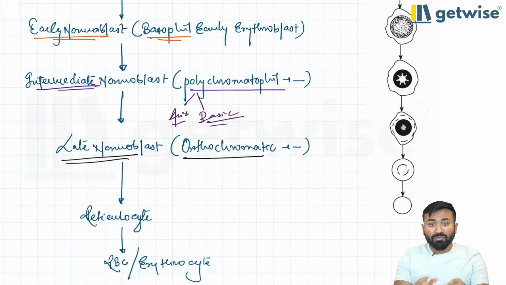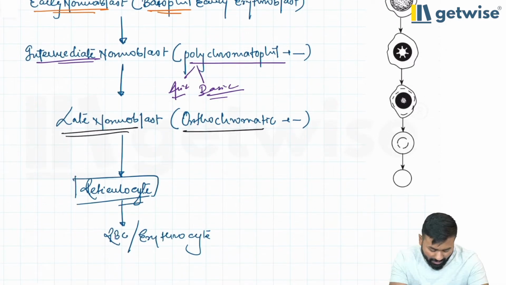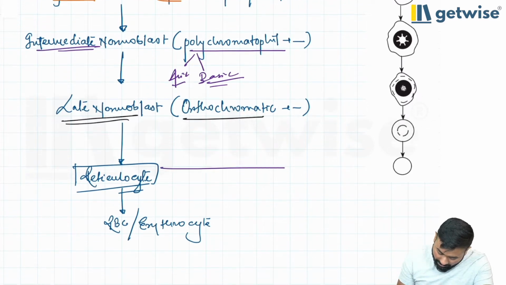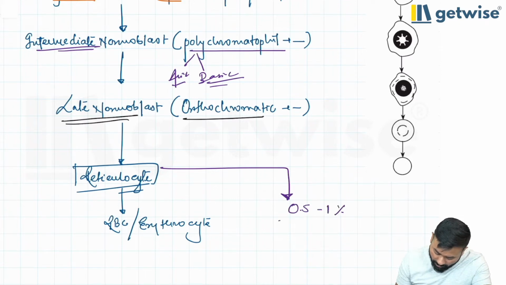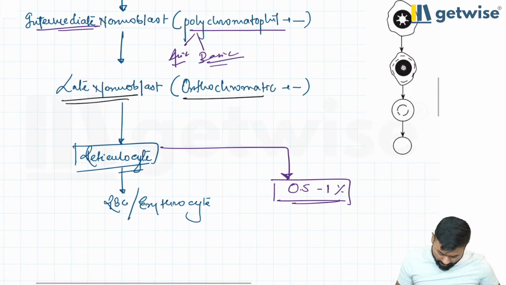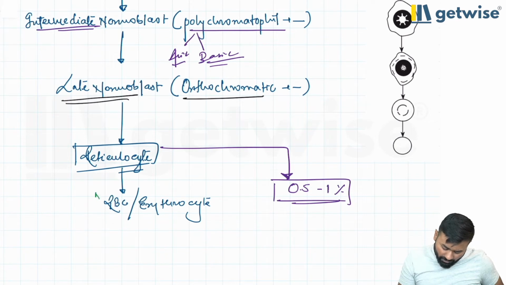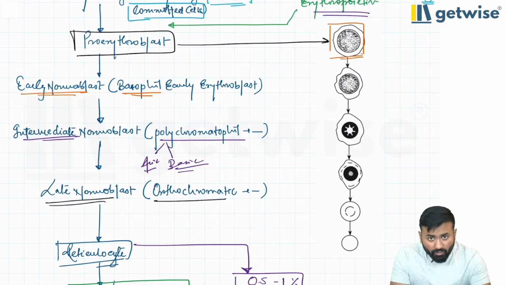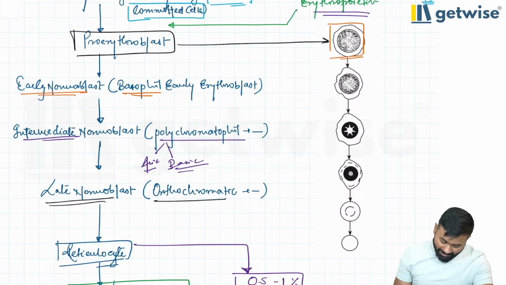After the late normoblast, we have a stage called reticulocyte. Why is it called reticulocyte? Because it has reticular structures seen in the cell. And what is the percentage of reticulocytes? In the total RBC count, there is 0.5 to 1% of reticulocytes in the circulation. After reticulocyte, there is the final RBC or erythrocyte. Now we have to look at various features of these stages.